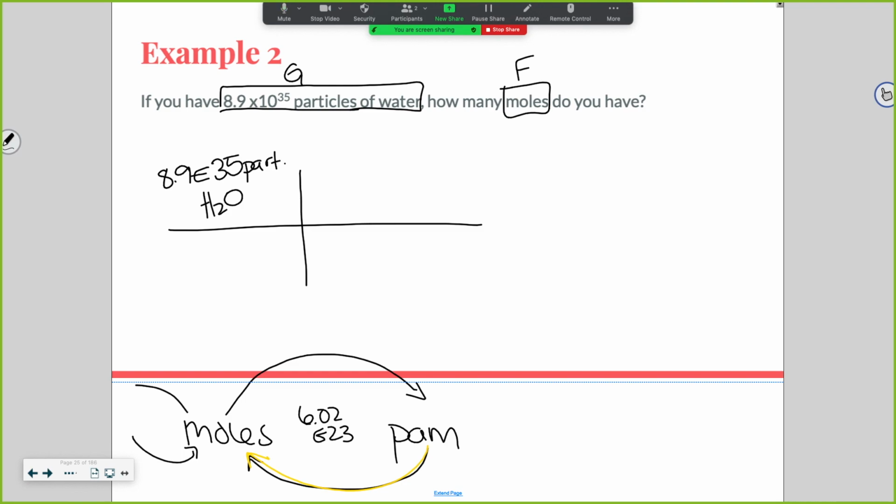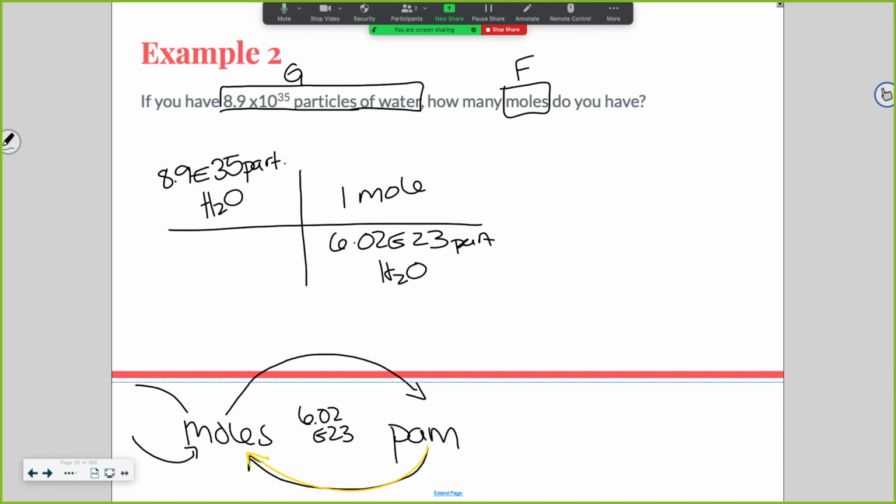Bottom. On the bottom, because it's my bottom arrow, right? I need to divide. This is how many particles I have. I want to find the moles. So 6.023E23 particles of H2O are in how many moles? 1 mole. So we're going between moles and particles. Moles is your other box. Whatever you left empty is your other box, your moles.